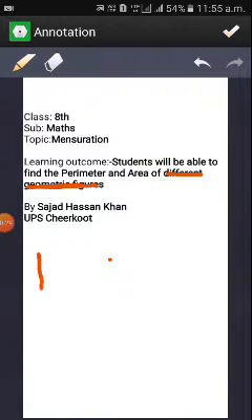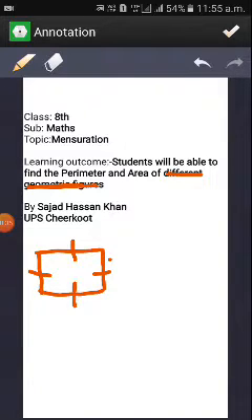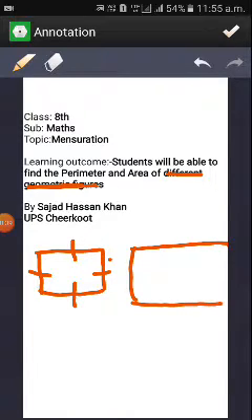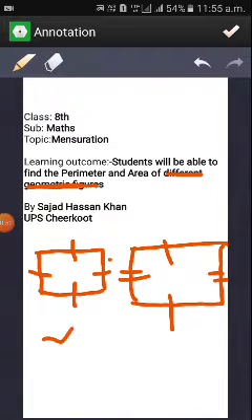You know, a square is a four-sided figure whose all sides are equal in length, while a rectangle is a four-sided figure whose opposite sides are equal in length. You have easily been able to differentiate between a square and a rectangle.